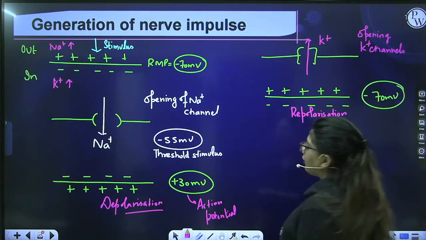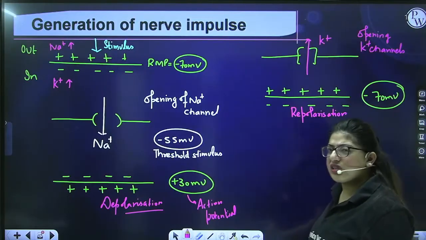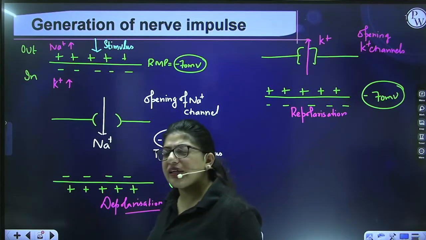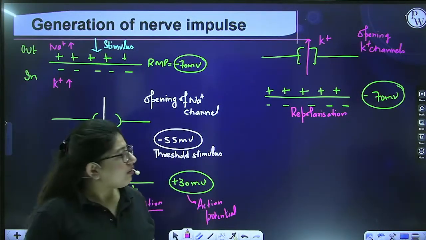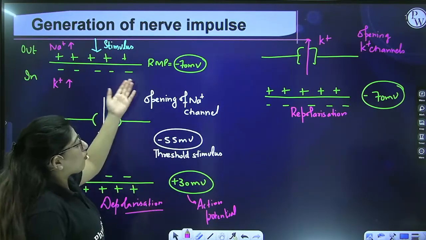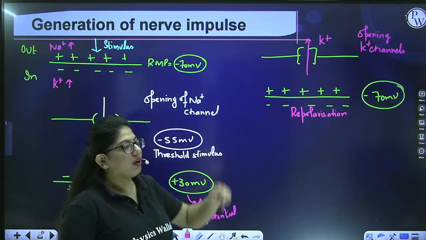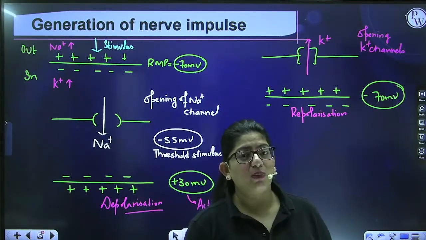Now you must be wondering, ma'am, this is also minus 70, and that is also minus 70, then why do we call it our resting membrane potential? Why are we calling it repolarization? We can also say from RMP go to depolarization, then come back to RMP. Why is this not called RMP? It is known as repolarization.